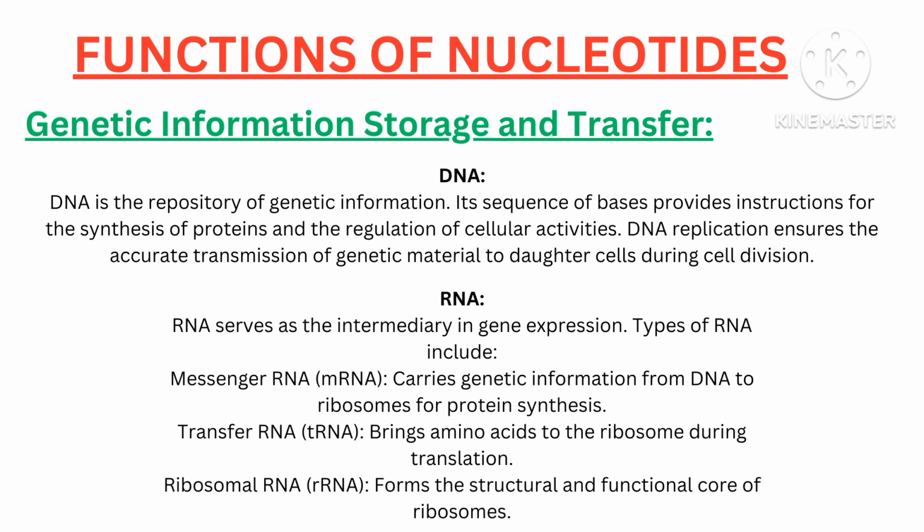Types of RNA include messenger RNA, mRNA, which carries genetic information from DNA to ribosomes for protein synthesis. Transfer RNA, tRNA, brings amino acids to the ribosome during translation. Ribosomal RNA, rRNA, forms the structural and functional core of ribosomes.